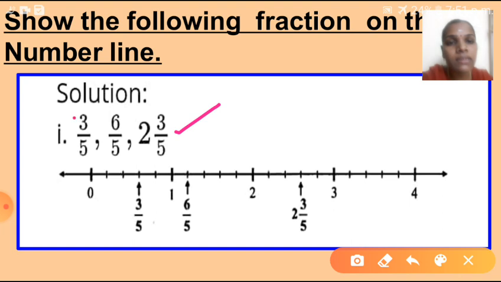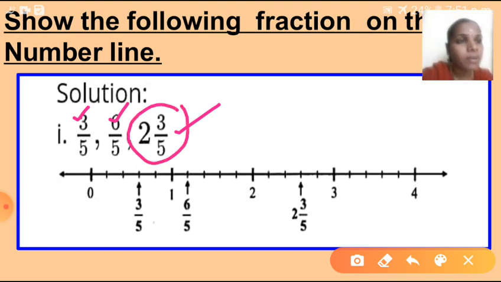So children, this is 3 upon 5, a proper fraction. This is 6 upon 5, an improper fraction. And the third one is 2 and 3 upon 5. How do we have to write it? This 2 and 3 upon 5 is a mixed number. You have to convert that mixed number into an improper fraction. That means 5 2s are 10, 10 plus 3, 13 upon 5. Just show that fraction on the number line.